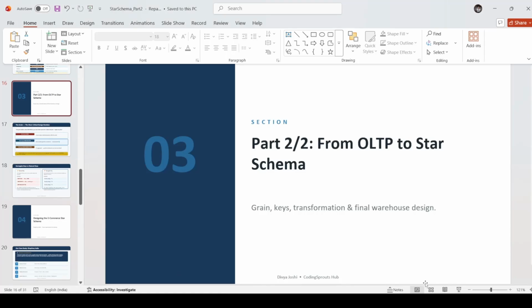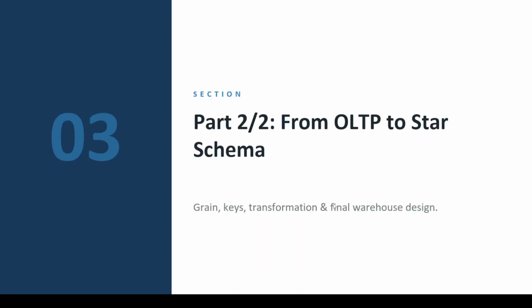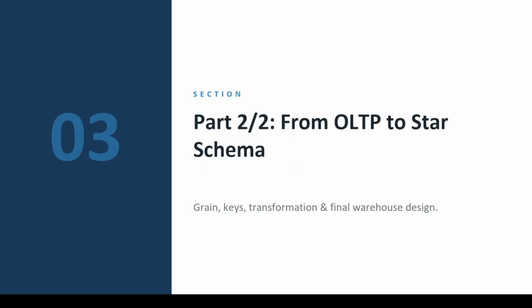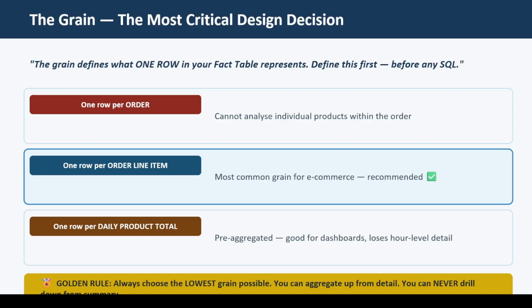So last session we stopped at this place. We learned what dimensions are, what facts are, and which tables will be considered as fact and dimensions. Today we are going to start with this slide, from OLTP to Star Schema. Last session we also learned about Star Schema. Today we are going to see how the OLTP tables are converted to Star Schema tables, that is, fact and dimension tables.